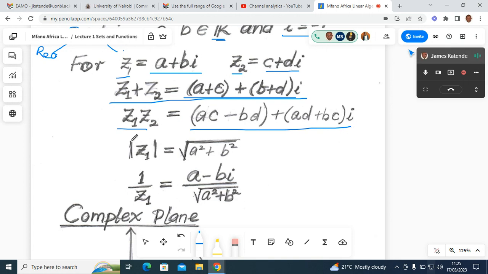The other thing you can define for complex numbers is the magnitude. If we get the magnitude of the first complex number, it is simply the square root of this expression, a squared plus b squared, where a is the real part of z1 and b is the imaginary part. You can also get the reciprocal of a complex number.